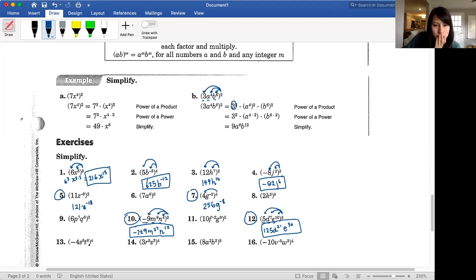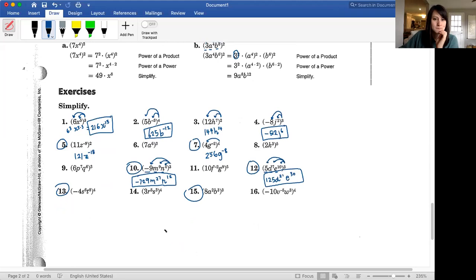So let's do 13 and 15, just to space it out a little bit. Okay, look here. I've got -4 to the 4th power. Well, this is a negative number to an even power, which is going to make my number positive. So 4 to the 4th power is 256. -4 to the 4th power is also 256, so it's going to be positive. And then I can multiply my exponents, s to the 24th power, t to the 32nd power.